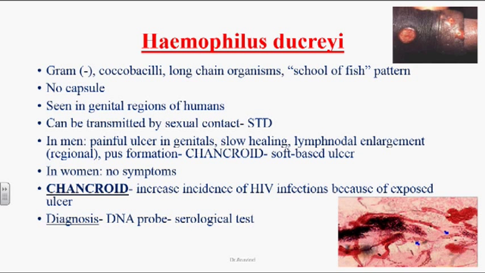Diagnosis can be done by DNA probe, which is a test that can identify the exact genome of this organism. And the treatment is cephalosporins. We can use cefotaxime or ceftriaxone. Any one of these drugs can control this infection.